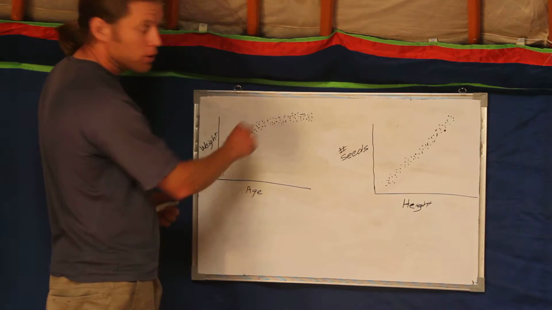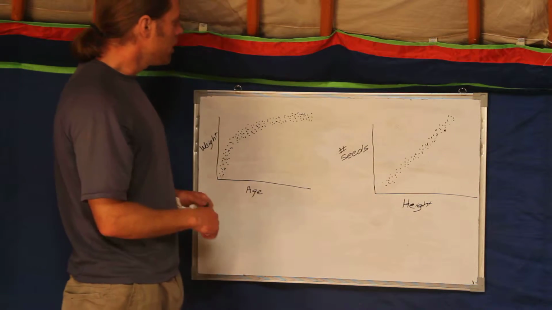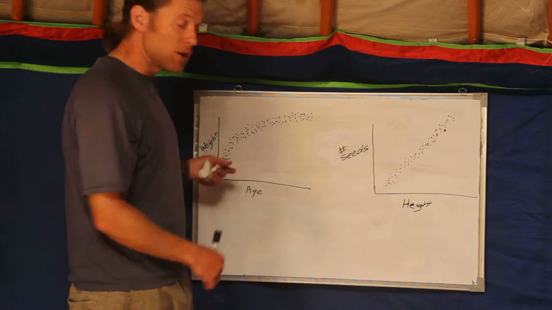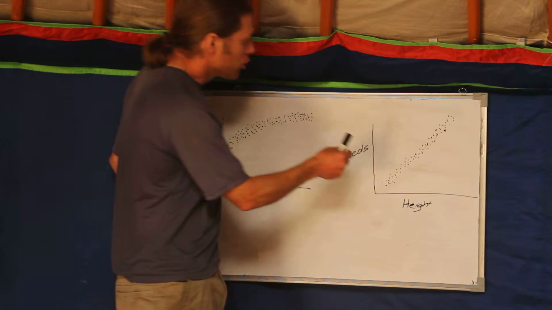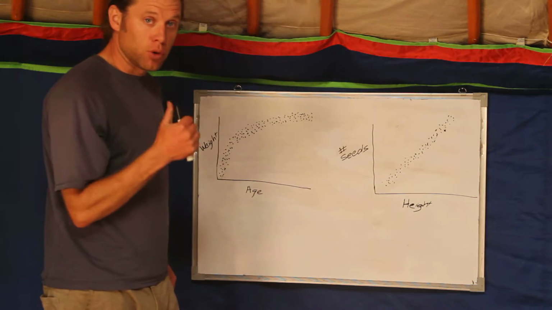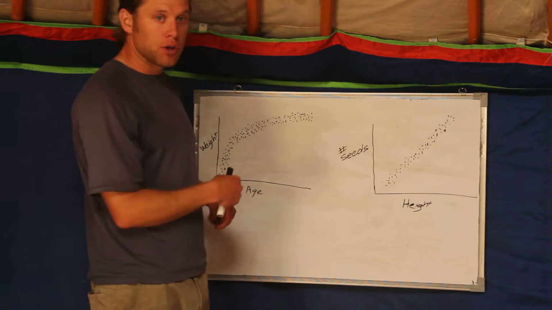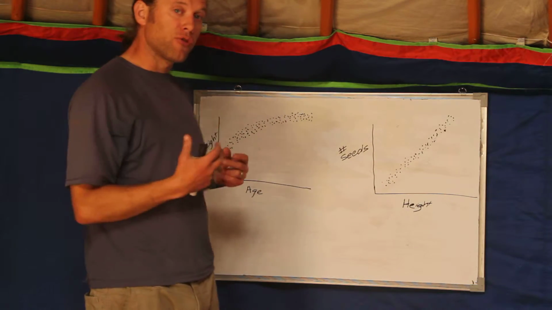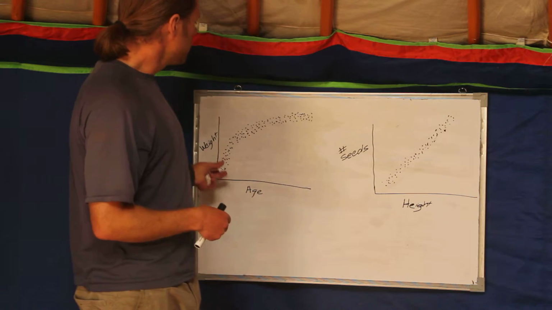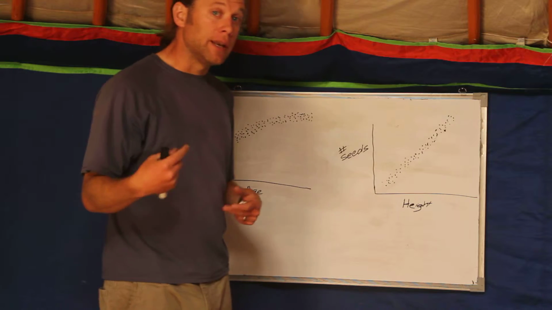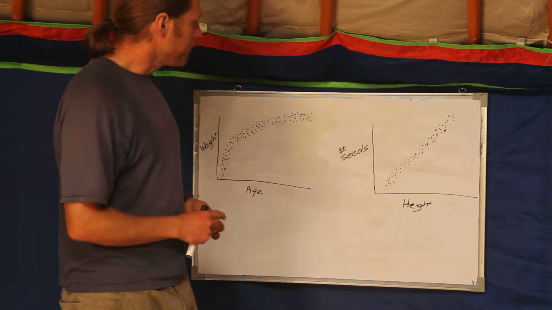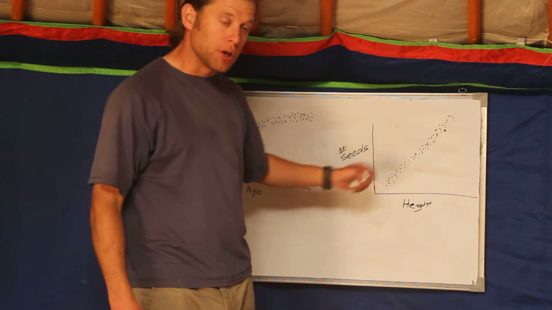This one is curved. You cannot use correlation to look at a curved relationship. You can only look at a linear relationship with a correlation. So if you have a curved relationship, you have to either transform it or do something to it to make it not curved and to make it linear. And we're going to talk about that in the next lesson. But if you have it linear, then you can use a correlation.